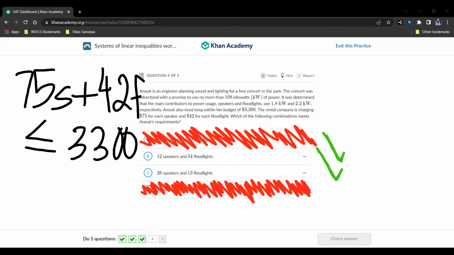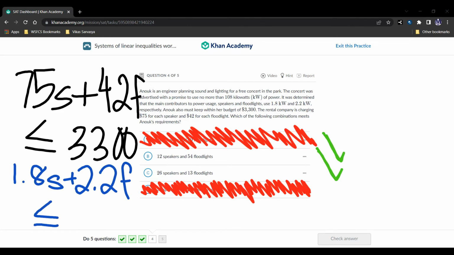All right. So look, these two answer choices, and we're going to set up another inequality, this time for the amount of power that's being used. So the amount of power we have for each speaker, we have 1.8 kilowatts. That's going to be 1.8 times S plus 2.2 times F. And that should be less than or equal to, because there's no more than, 108 kilowatts of power. And then now we can plug in these things again and see what we get.